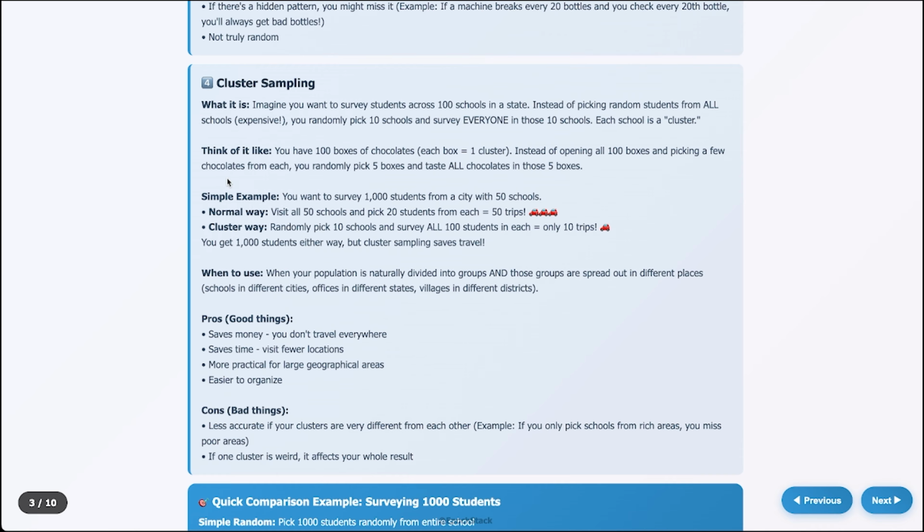For example, if your clusters are very different from each other, for example, if you only pick the schools from the urban areas and you miss the schools from the rural areas, in that case you will not get an accurate result. When you collect the data only from urban schools and feed that data to the machine learning model, your model will not predict accurately. There will be an issue with your model. The second point is the same: if one cluster is weird, then it will affect your whole result.